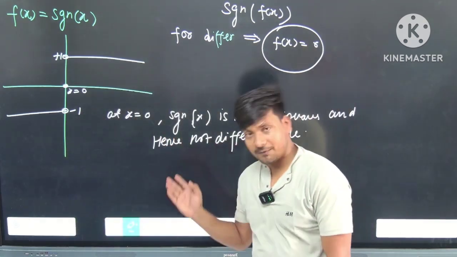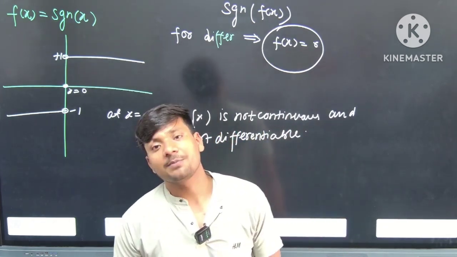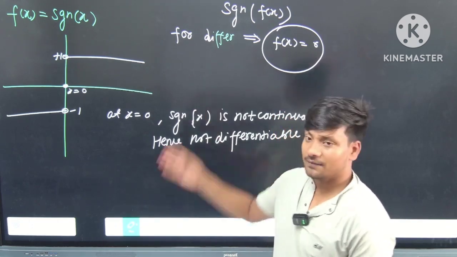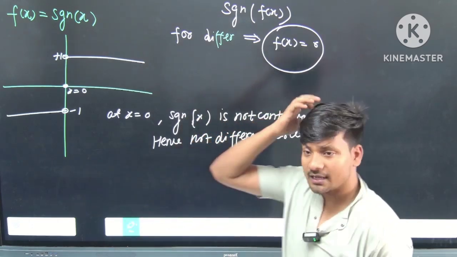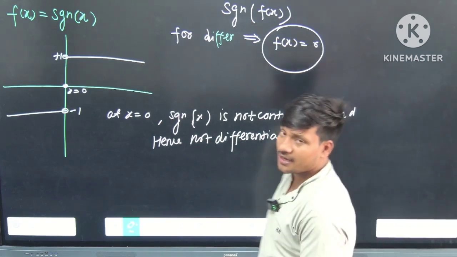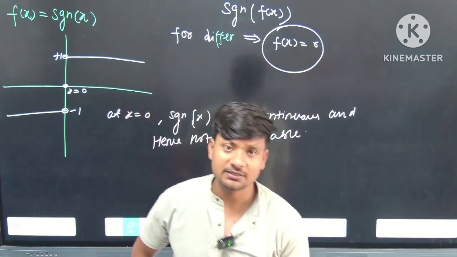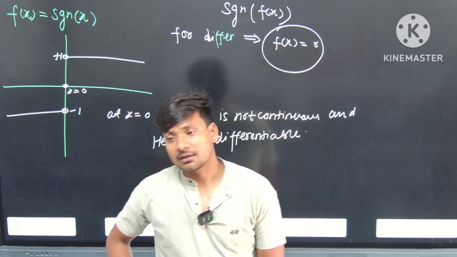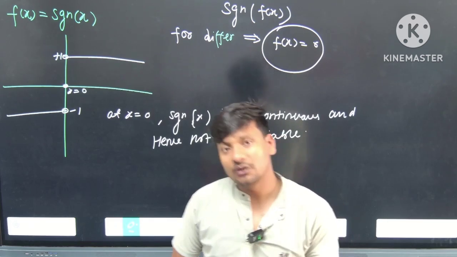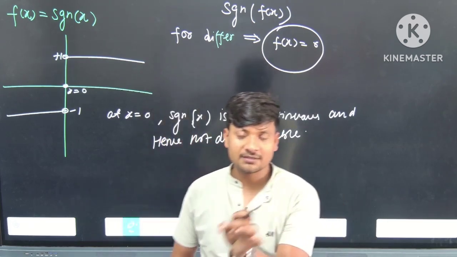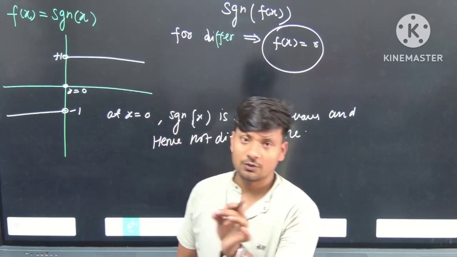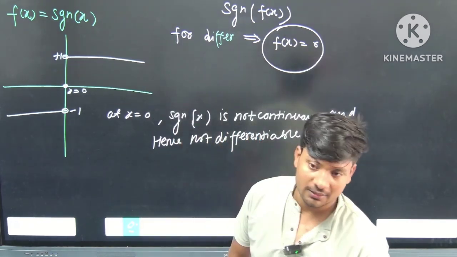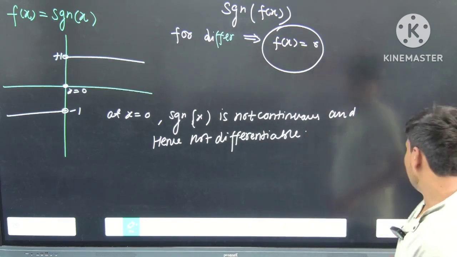So I hope you learned the concept very well. First we discussed the concept of differentiability. After that we discussed the differentiability of the modulus function, signum function, greatest integer function, as well as the fractional function. The fractional function and greatest integer function are not continuous and not differentiable at integer points. Signum x and mod x are both not differentiable at x equal to 0. Whenever we have signum f(x) or mod f(x), just equate f(x) equal to 0 and you can find the point of non-differentiability. And the modulus function is always continuous. So this was our concept.